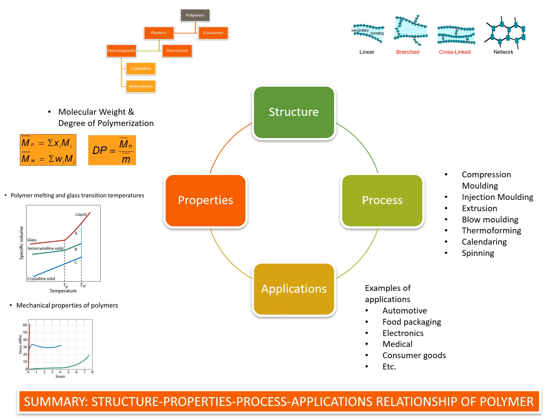Because of the difference in molecular chain structure, it affects the degree of polymerization and the molecular weight, and the degree of polymerization has a strong effect on the properties of polymers. We have discussed the thermal properties, especially when we discussed the Tg and Tm of the fully crystalline, semi-crystalline, and amorphous polymers.